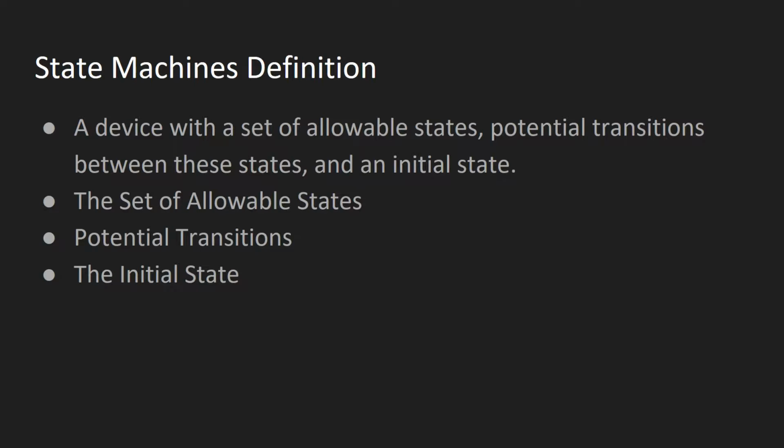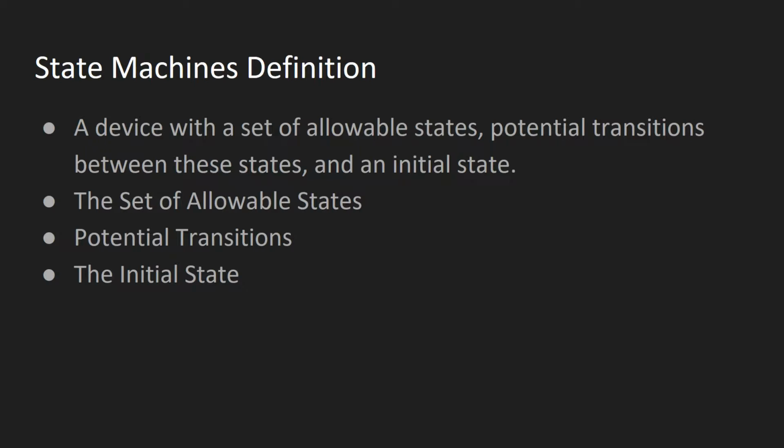A state machine can be defined as a device with a set of allowable states, potential transitions between these states, and an initial state. The set of allowable states is just all the different states that can possibly exist during this particular computation. The potential transitions are, from a specific state, all the different states that it can move to. And the initial state is just wherever the state machine allows for you to start.